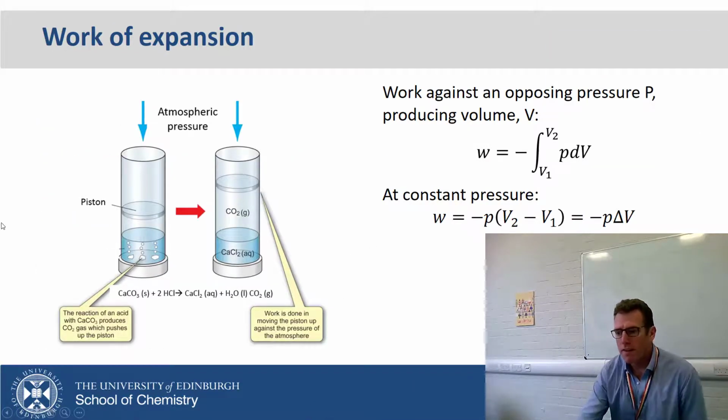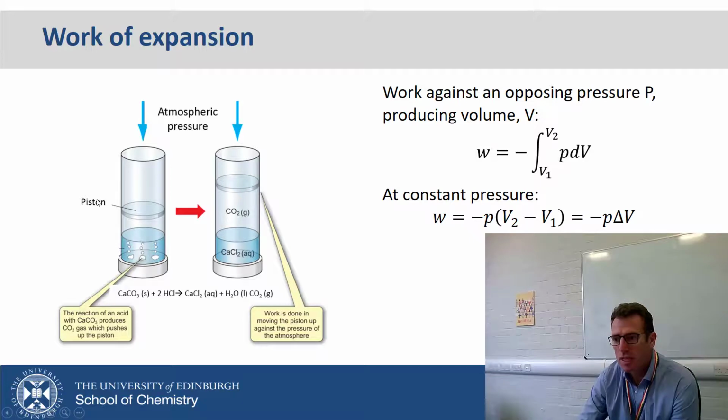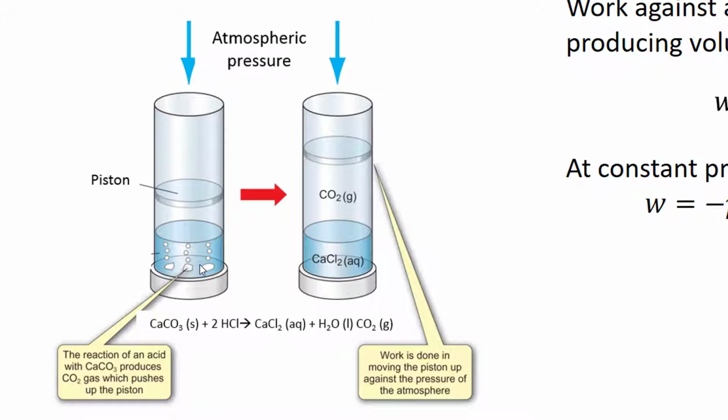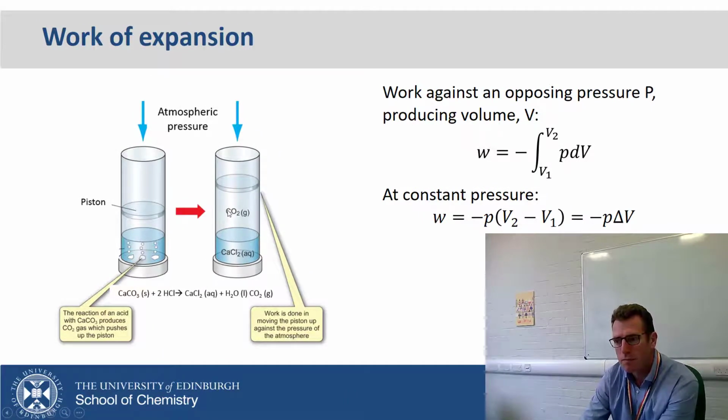Alright, so let's have a look more at work of expansion. What we want to do is take this ideal gas law idea and use it for calculating work of expansion. The classic example here is calcium carbonate reacting with HCl to produce a gas, and we want to measure the volume of gas, or the work being done essentially in this reaction. That gas, as it's produced, is going to push up against the atmosphere, and we can measure the change in volume of gas produced, delta V, by measuring how far this piston moves up. So we can very easily calculate delta V experimentally.